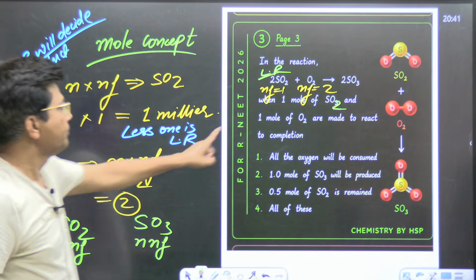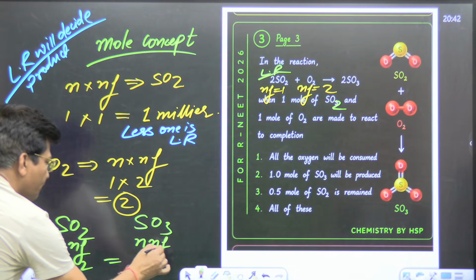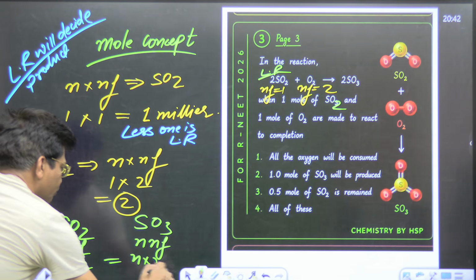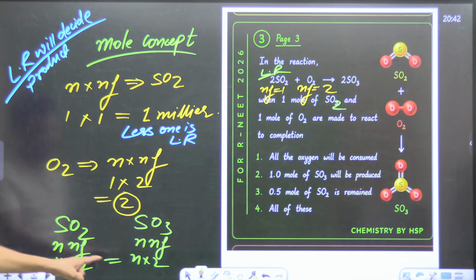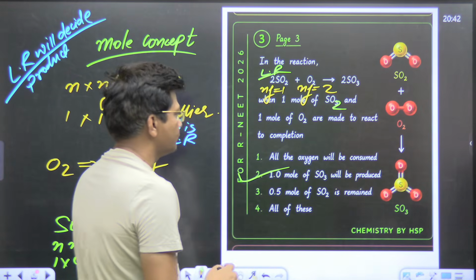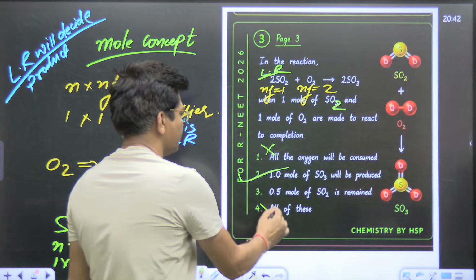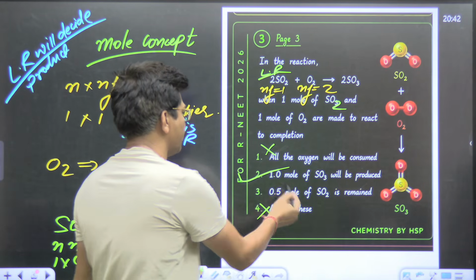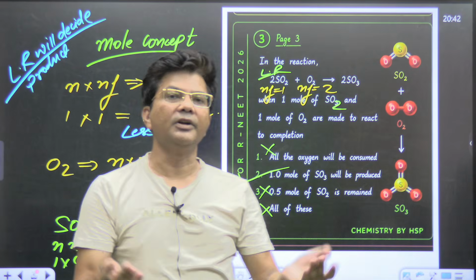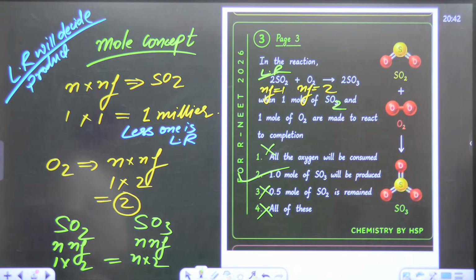About SO2 we know 1, 1 into 2. I know power, I don't know N into 2. So the value of N will come out 1. So 1 mole of SO3 will get produced. And oxygen was in excess, so this is wrong. 1 mole of SO2 was the limiting reagent. The limiting reagent will get consumed fully. That will not be left. Now you see, is it clear to all of you? Once again, if it is clear, do let me know in the comment section that yes, sir, it's clear.